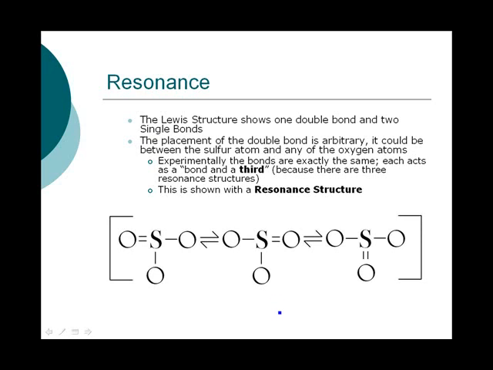So the way we represent that is we say, well, this sulfur trioxide kind of oscillates between 3 possible forms. One where the double bond is between sulfur and each of the other oxygen atoms. So to represent resonance, we put these square brackets on, and we use these arrows in between each of our structural formulas. And so this would be the resonance structure for sulfur trioxide.